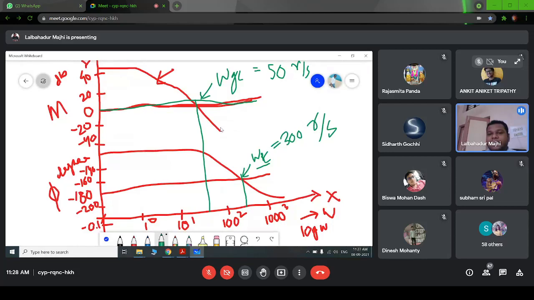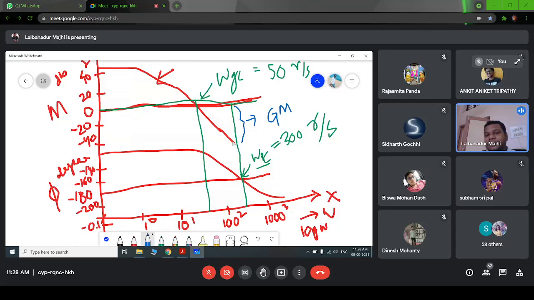To determine the gain margin and phase margin, we have to draw the lines from this omega PC and omega GC. We have already drawn a line from omega GC. Then we have to draw a line from this omega PC up to this 0 dB axis. So now this much will be our gain margin.